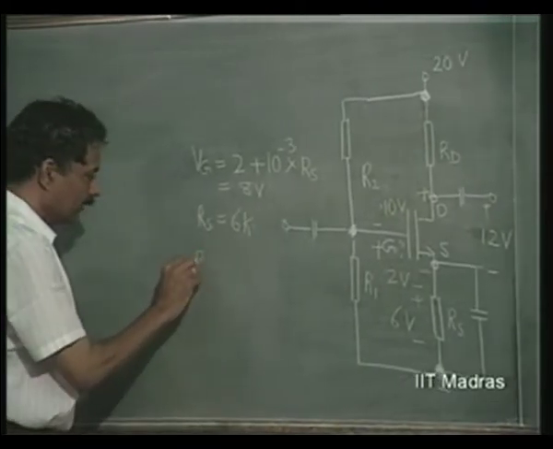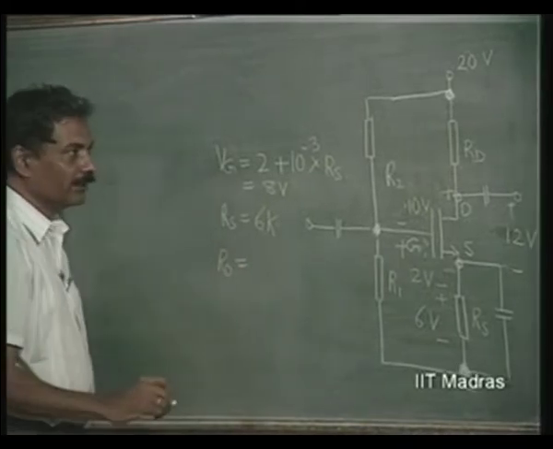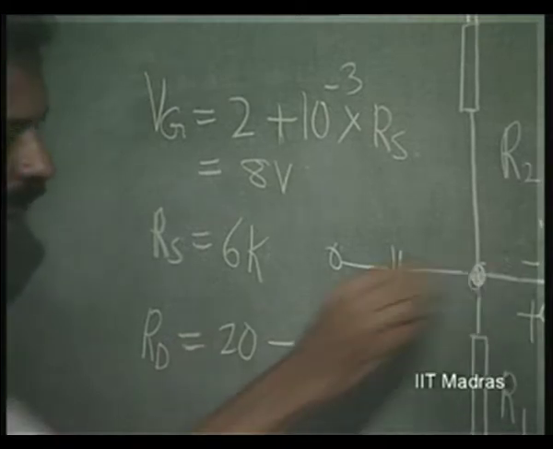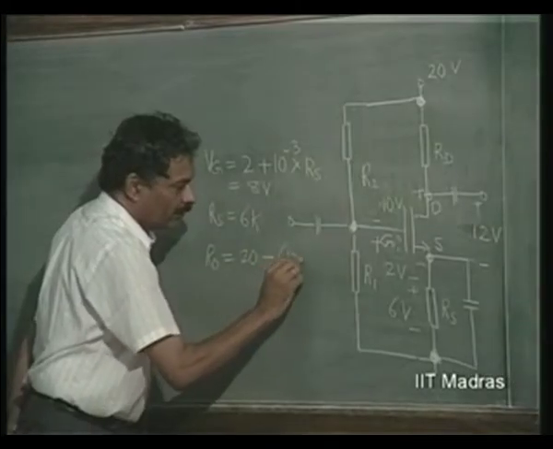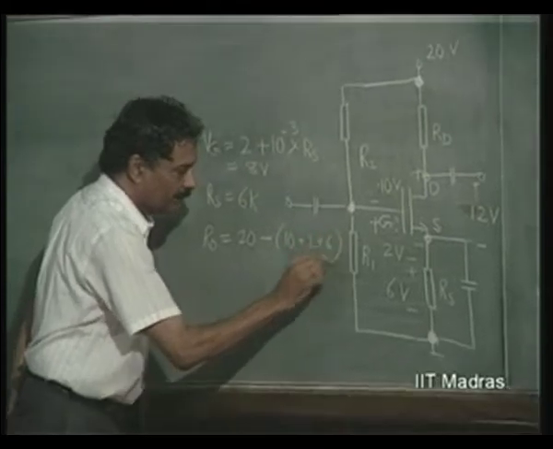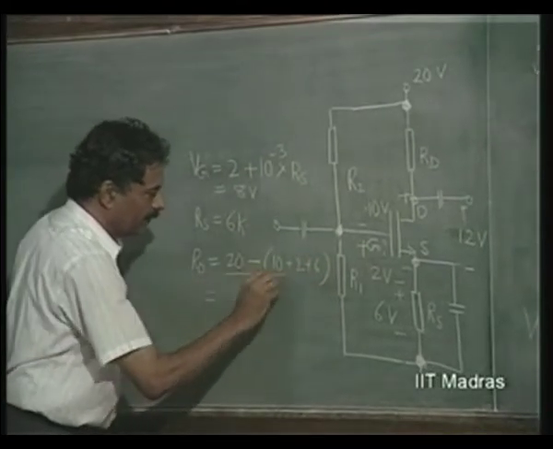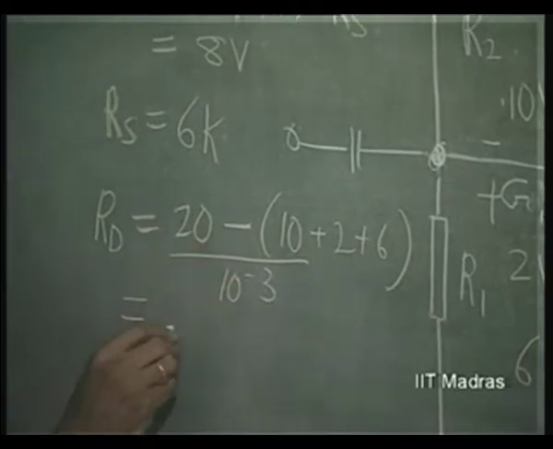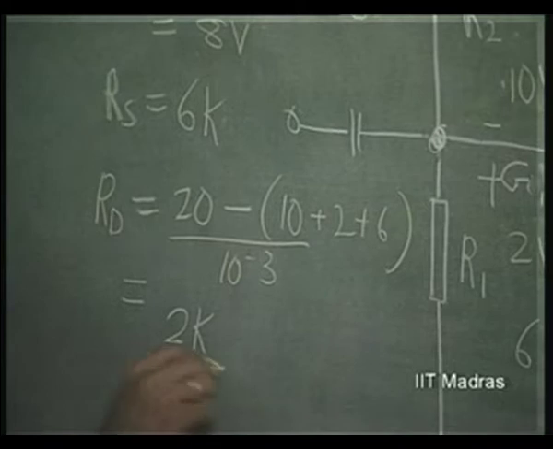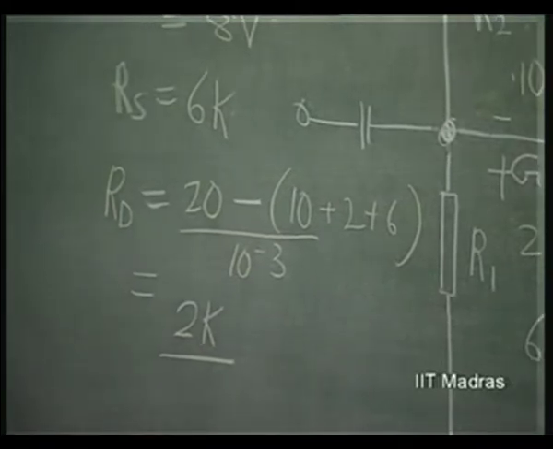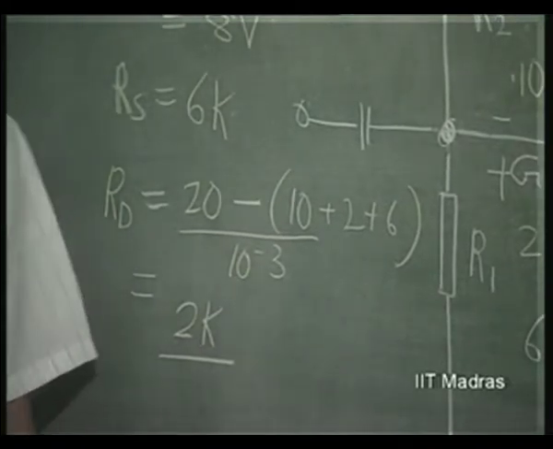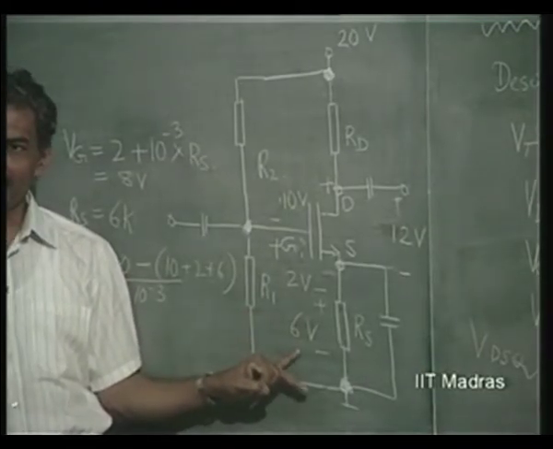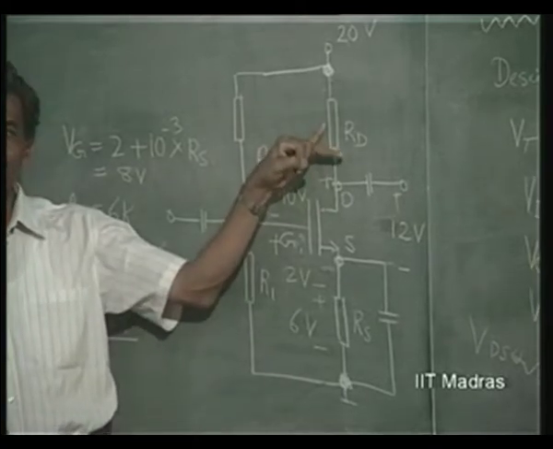So RD is going to be 20 minus 10 plus 2 plus 6, divided by 1 milliampere, which is how much? 2K. Another design would have been, if I had chosen this as 4K, I could have had this as again 4K.